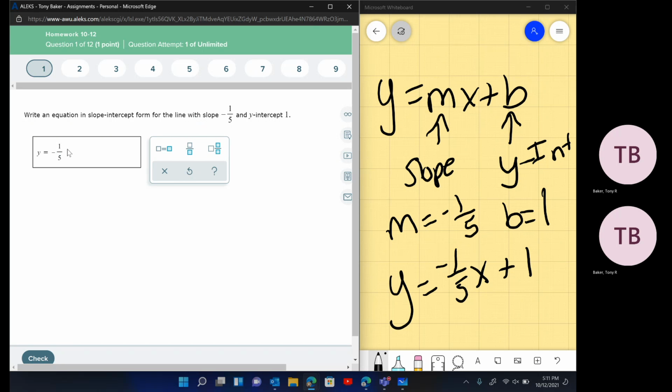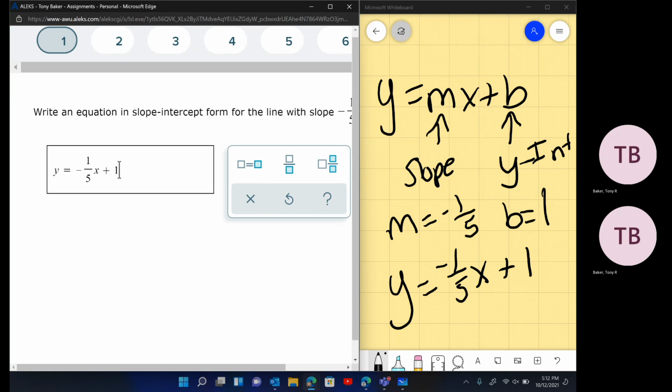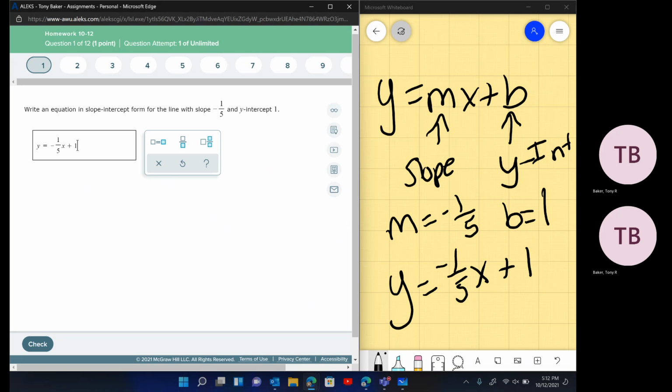So y equals -1/5 x plus 1. We just put the answer in there. Always put your negative sign up on top, or it'll always be put in front. That's fine. The negative sign on top or in front is the same thing. Don't worry about it. And then the plus 1. If my y-intercept was negative, I would just put a -1 in there.